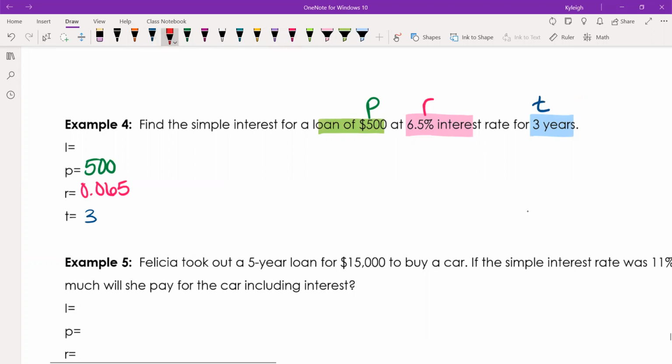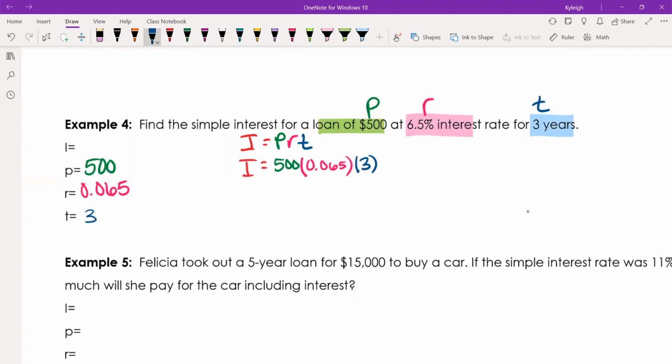And let's plug that in to I equals P times R times T. So my principal was $500. So even though it's a loan, we don't make it negative because we still want to calculate the interest, so we don't have to make it negative. Oh, I'm merging my numbers together, sorry. 0.065. There we go. And my time is 3 years.